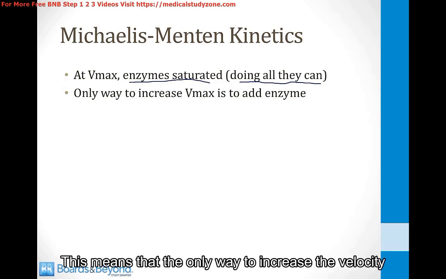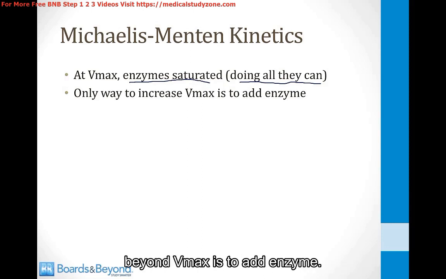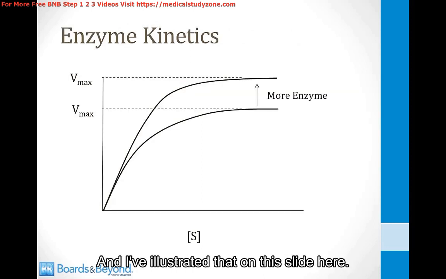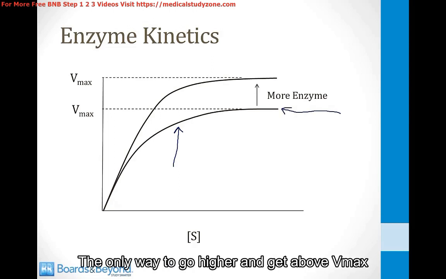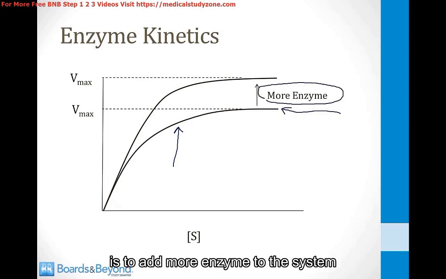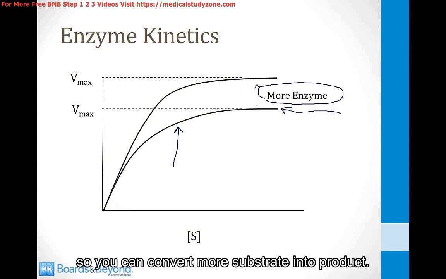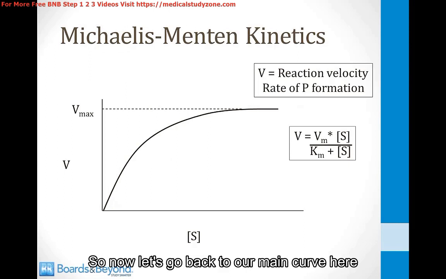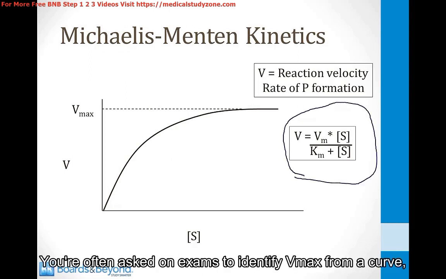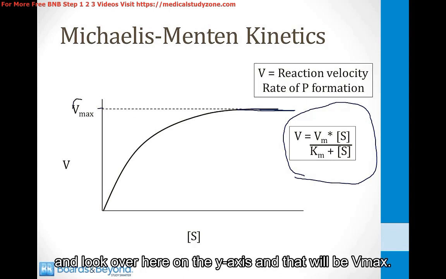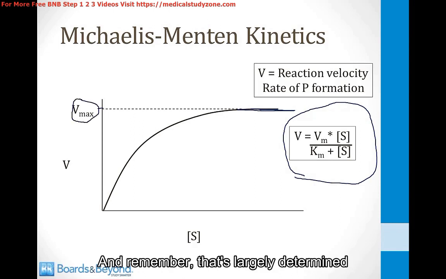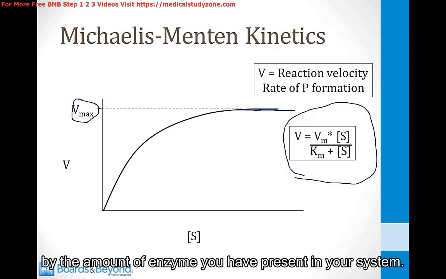This means that the only way to increase the velocity beyond Vmax is to add enzyme. And I've illustrated that on this slide here. The lower curve is system 1, and it's got a fixed amount of enzyme, and it gets maxed out here at Vmax. The only way to go higher and get above Vmax is to add more enzyme to the system so you can convert more substrate into product. So now let's go back to our main curve here and the Michaelis-Menten equation over here. You're often asked on exams to identify Vmax from a curve, and it's very easy to do. Just identify the point where it flattens out and look over here on the y-axis, and that will be Vmax. And remember, that's largely determined by the amount of enzyme you have present in your system.